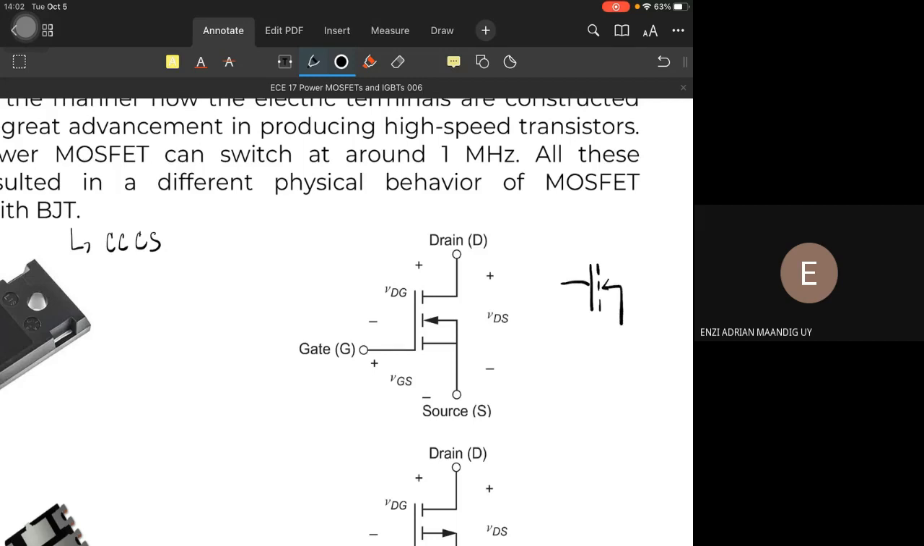You can shortcut it, the usual way of drawing the MOSFET. It can also be drawn as NMOS. PMOS. Okay?